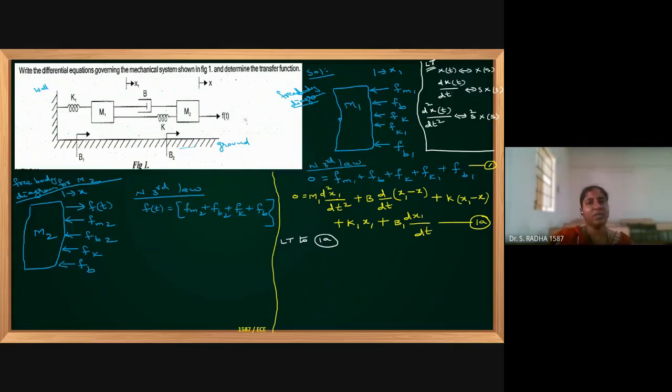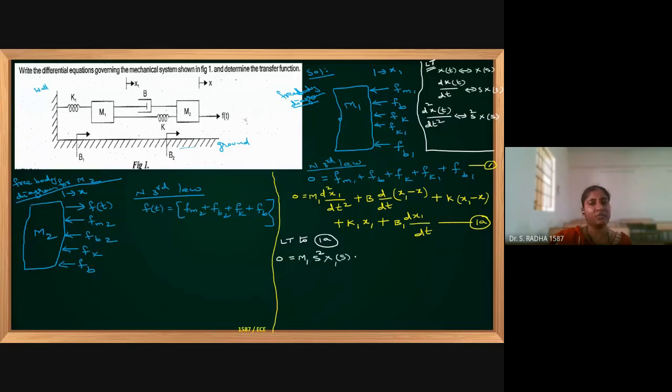Okay. Now equation 1, what are the terms present? We will just write the Laplace transform. 0 equal to m1, k1, b, these are constants. They have nothing to do with the Laplace transform, so those constants will remain the same. The first term is m1 s square x1 of s.